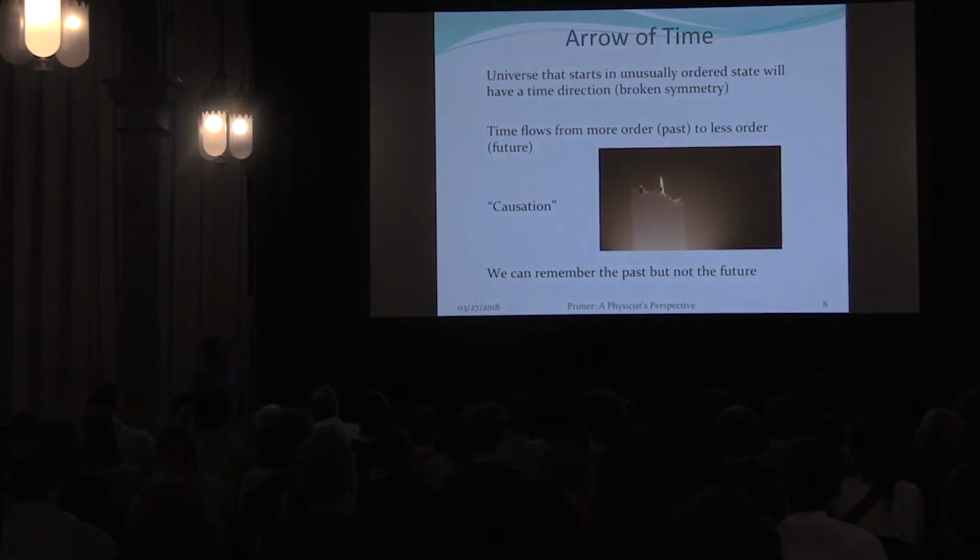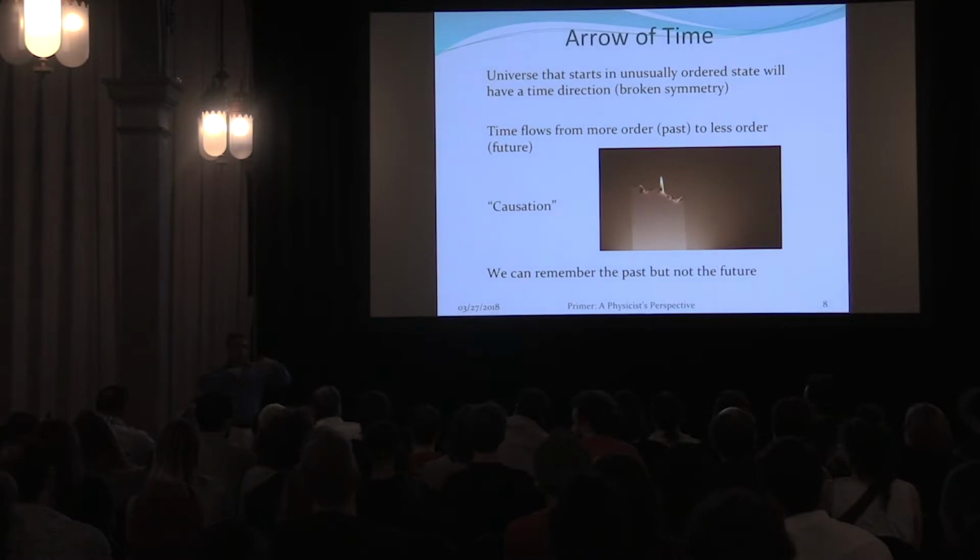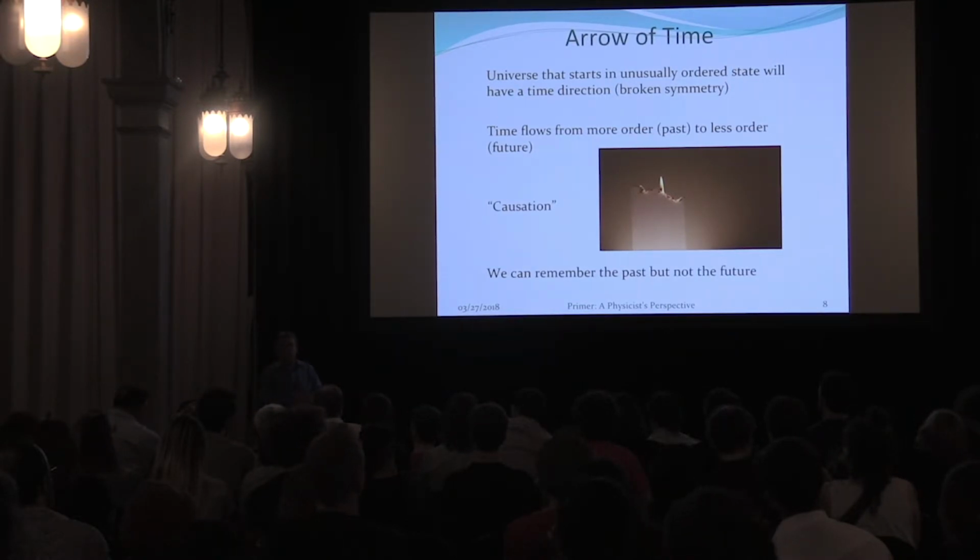But coming out of this, you have the idea that despite the fact that the laws of physics are invariant under time reversal, a universe that starts in an unusually ordered state will have a definite direction of time, right? So we have the symmetry of time reversal, but now if you start with a universe that's very ordered, it's generally going to go to a state that's more disordered, and so you'll have a definite arrow of time then. Now, of course, you might say, well, if a universe started in a disordered state, it would stay disordered, and there would be no arrow of time, right? So that suggests there's something possibly very special about our universe.